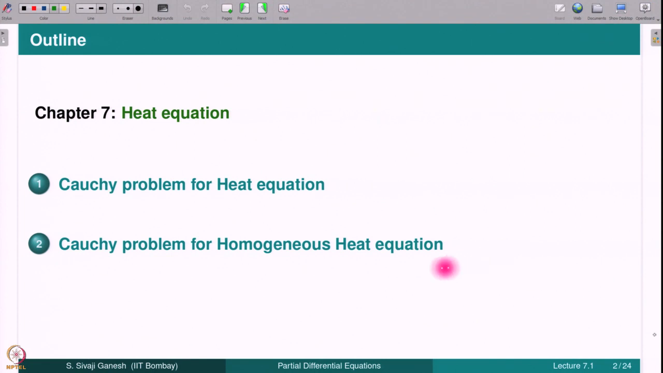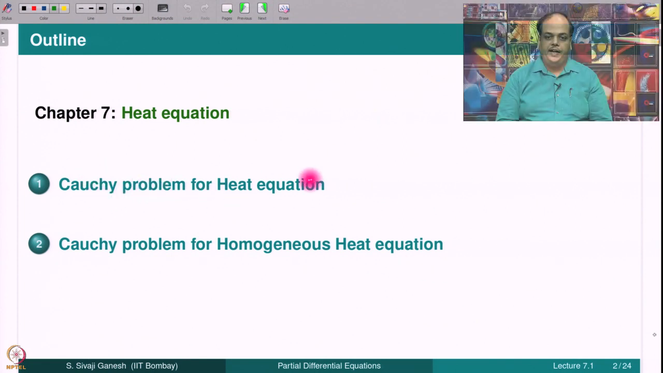The outline of this lecture is as follows. First, we introduce what is the Cauchy problem for the heat equation and take the first steps in solving the Cauchy problem for the homogeneous heat equation. In the next lecture, we are going to complete the study of the Cauchy problem for the non-homogeneous heat equation.